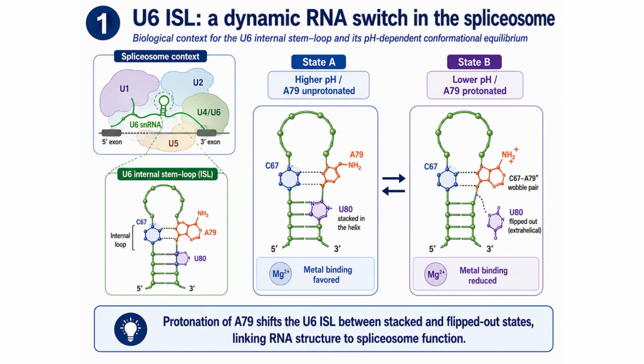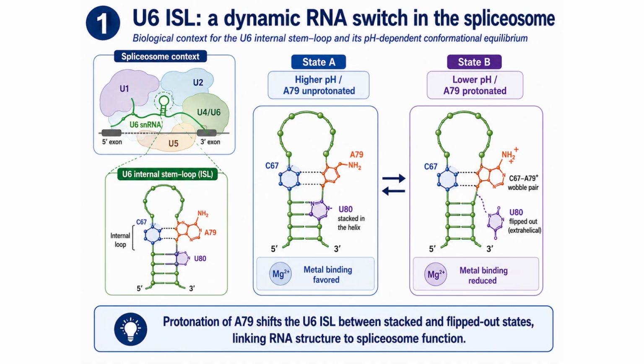Previous work showed that this region behaves as a pH-sensitive conformational switch. At higher pH, U80 is mostly stacked in the helix, and this state favors binding of an essential magnesium ion. At lower pH, A79 becomes protonated, a C67 A79+ wobble pair forms, and U80 flips out of the helix.